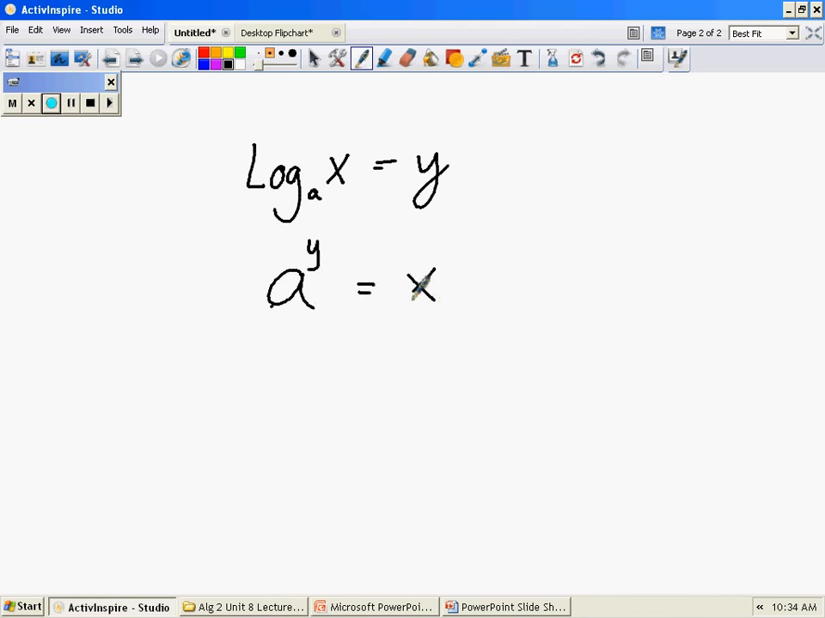Now, here's where the new base comes in. I'm going to pick a new random base. So I'm just going to call the base b. Okay, it could be any base I want. I don't want it to be a anymore. I want it to be b. So what I'm going to do is I'm going to take the log base b on both sides. Sorry, that's a little messy. Let me rewrite that one.